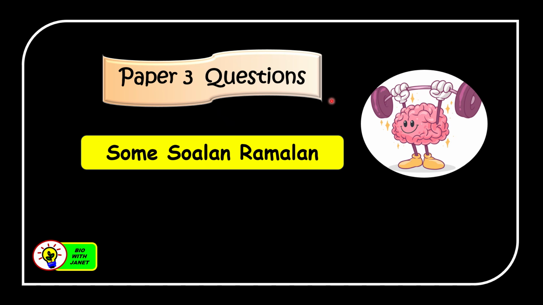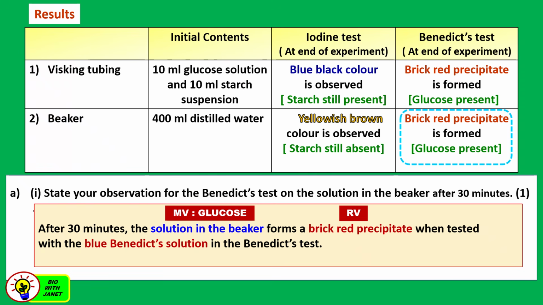Now let's look at some soalan ramalan, or forecast questions, or Paper 3 questions that can be asked. Of course, they will be based on observation, hypothesis, inference, and so forth. So first, let's discuss the observation. State the observation for the Benedict's test on the solution in the beaker after 30 minutes. So read carefully. The Benedict's test is this column, on the solution in the beaker, after 30 minutes, or after 15 minutes. That means at the end of the experiment.